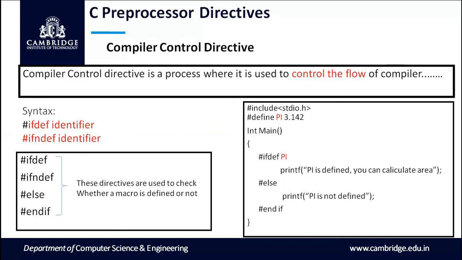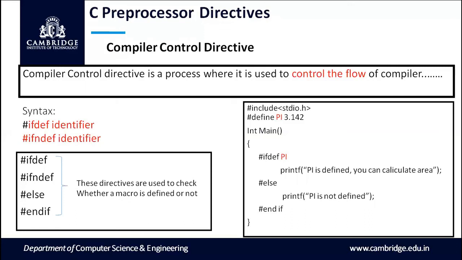If you have not defined PI, it will go to the else part, printf PI is not defined, and finally it will go to the endif. As ever we start with an if statement, endif is very important in order to end it. This is how you control the flow of the compiler. Let me explain this program again. Don't get confused between ifdef and ifndef. ifdef says if defined, ifndef says if not defined.